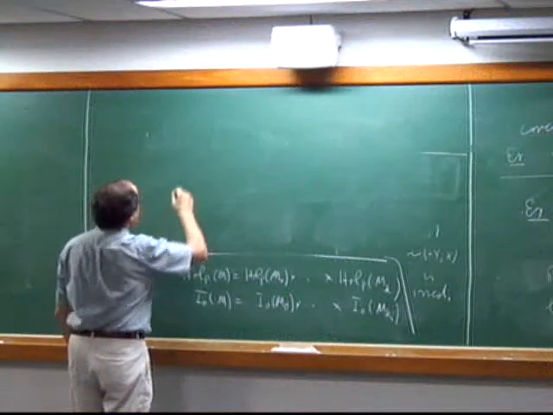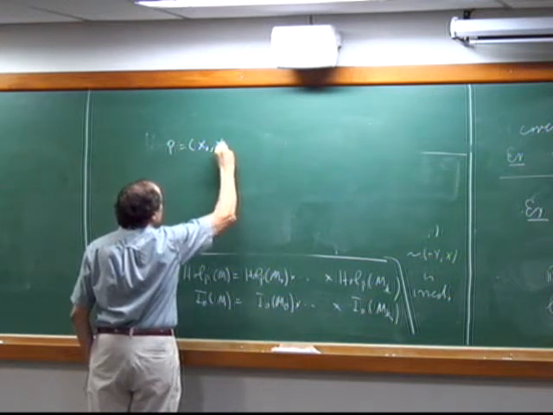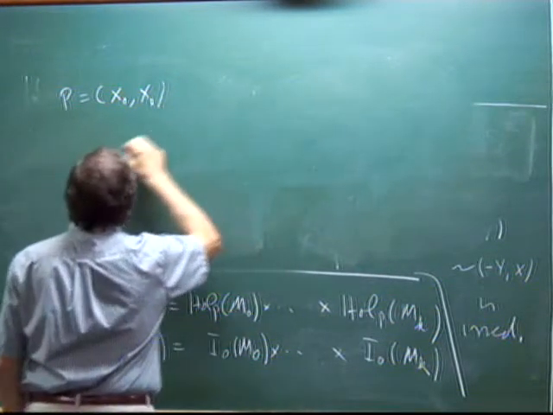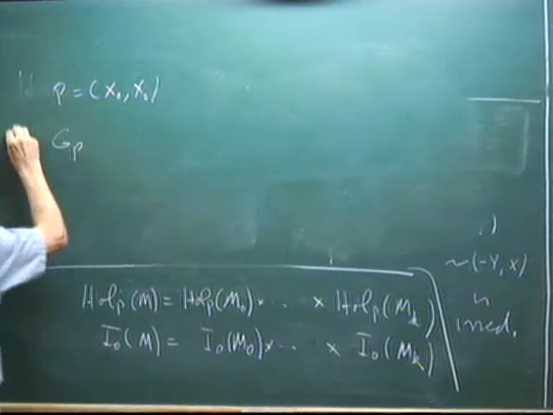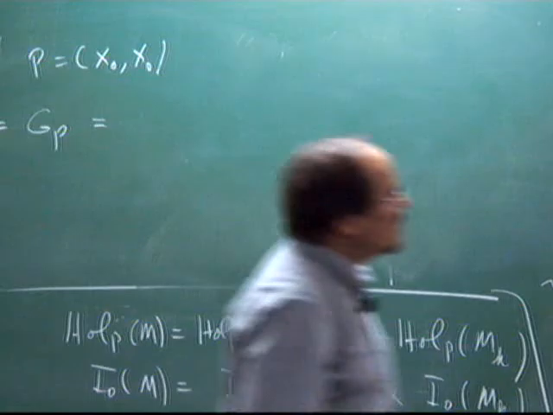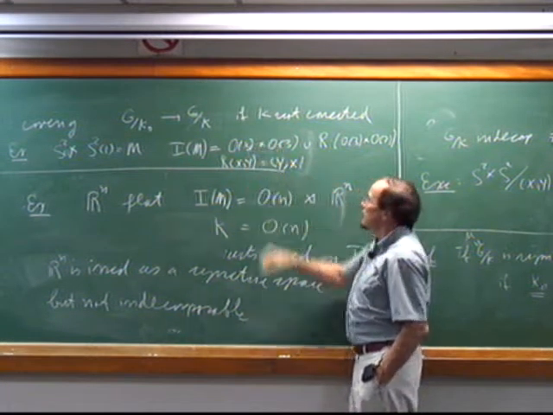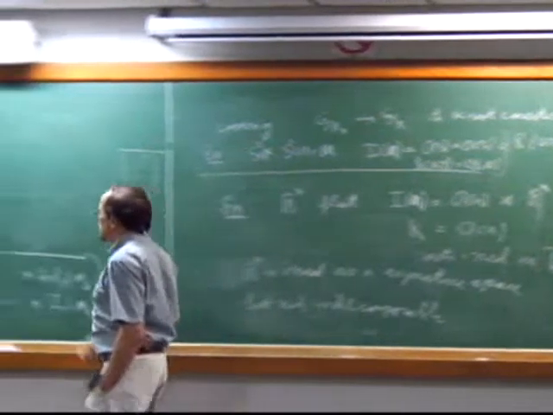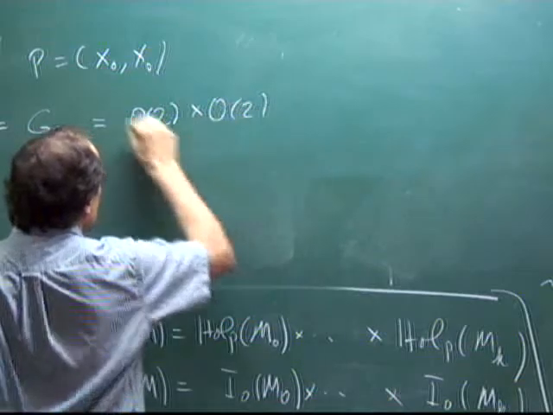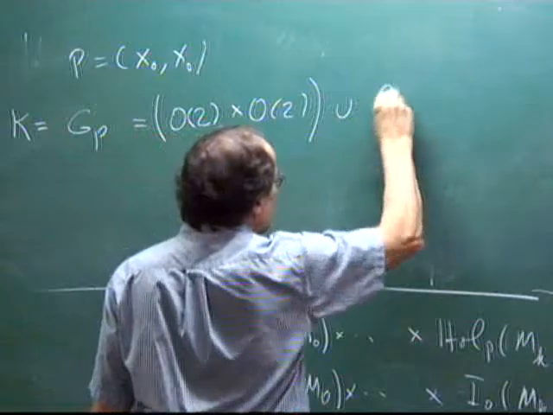So let's take as our base point, say, (x0, x0) for some x0 on the 2-sphere, like the North Pole. And then what does the isotropy group at the point P look like, which is what we call K? Well, it's the group inside O3 that fixes a point, say the North Pole. This would be an O2. So I get an O2 cross O2. But the reflection also fixes this, so union R times O2, O2.